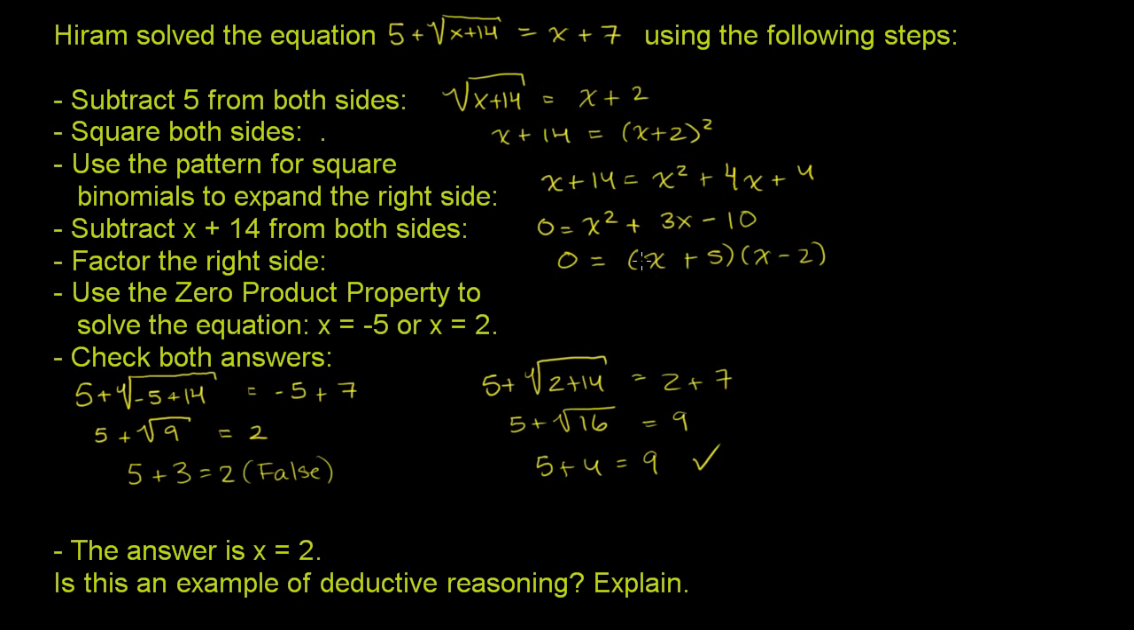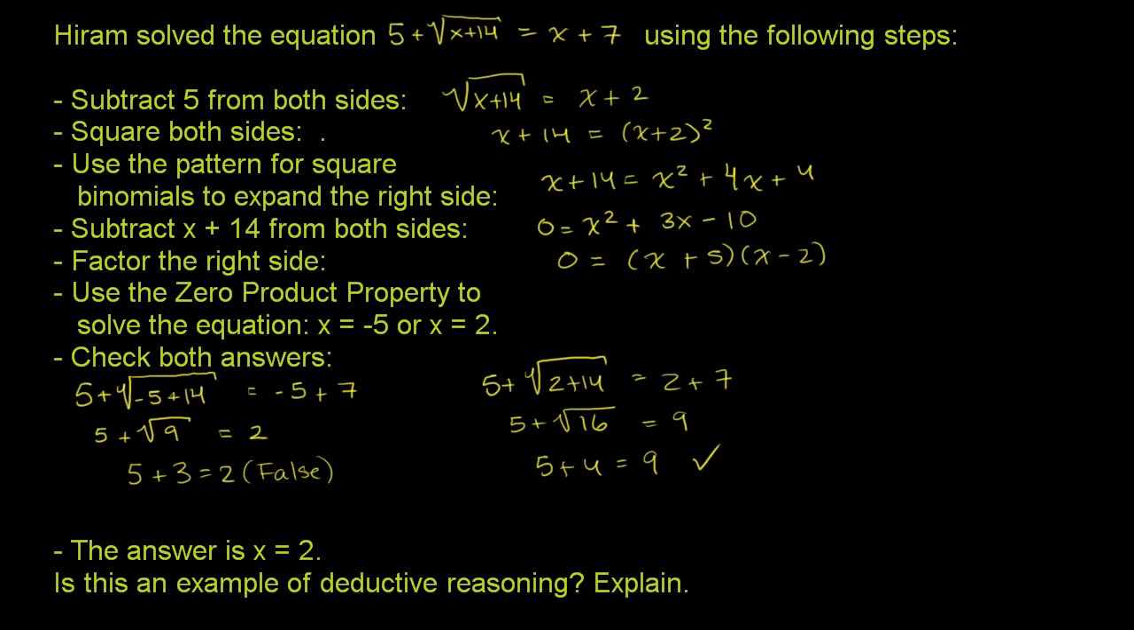Then he uses the zero product property to solve the equation. That's just this property that, look, if you have two things and you take their product and it equals 0, one or both of them must be equal to 0. So that means x plus 5 is equal to 0, or x minus 2 is equal to 0. And so if x plus 5 is equal to 0, that's x is equal to negative 5. x minus 2 is 0, that's x is equal to 2.